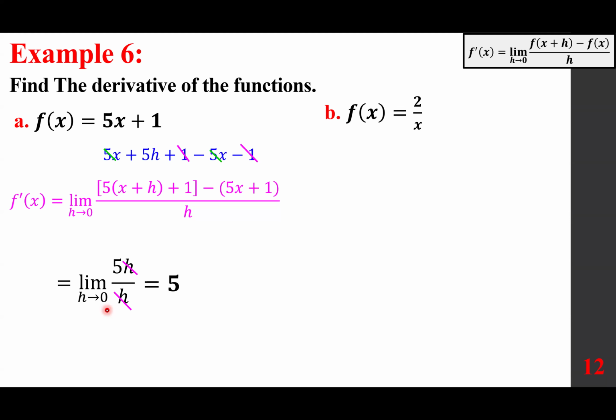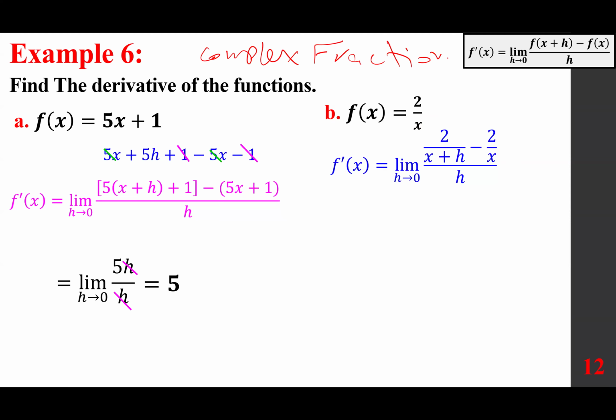f of x is 2 over x. With this definition, we're going to write f prime of x is the limit as h approaches 0, fraction bar, the bottom is h. f of x plus h is 2 over x plus h. If you plug in, you do get 0 over 0. We are dealing with a complex fraction. If you have a complex fraction, the technique is to use the LCD, the least common denominator.